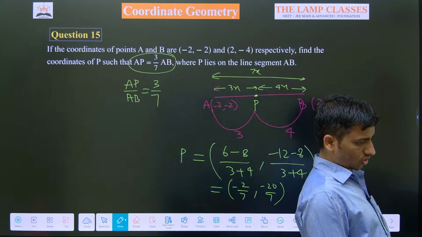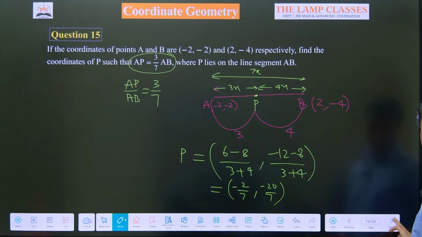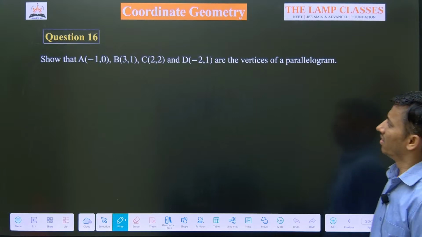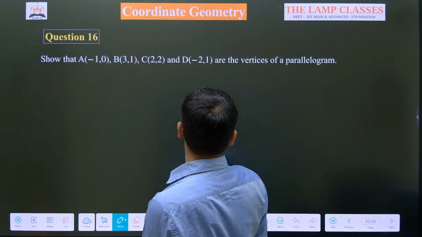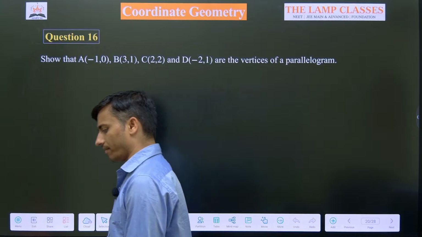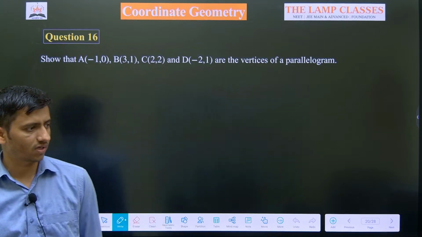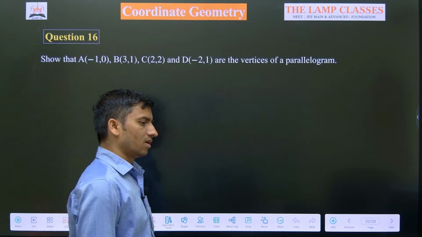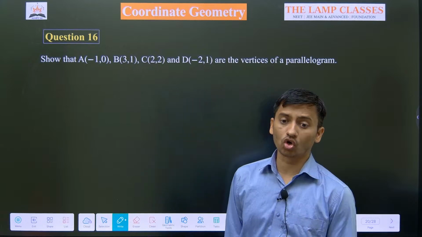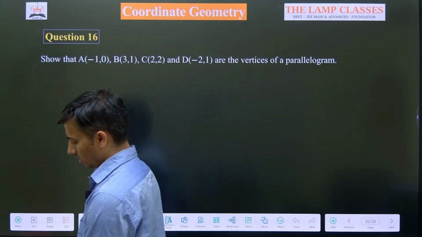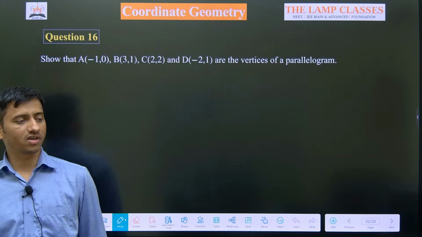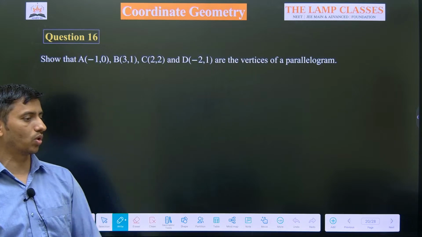Okay, so I think most of you have got it now. Let's do the next problem, guys. So that these 4 points are the vertices of a parallelogram. How do you show that these are vertices of a parallelogram? Yeah, please tell the concept. How do we show it? If you have to show that the given points are the vertices of a parallelogram, what shall we show actually?